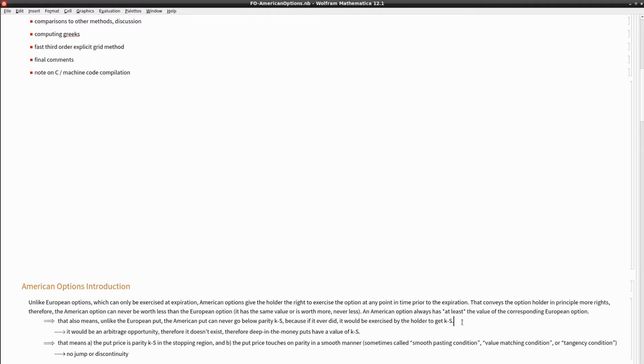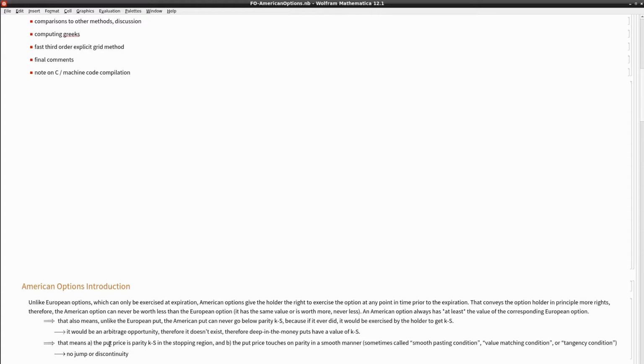Right? You have the right to exercise, it doesn't cost you anything. If the value goes below K minus S and you have the right to collect K minus S through exercise, then why wouldn't you exercise? Right? So this would be an arbitrage opportunity and therefore it doesn't exist, and therefore deep in the money puts have a value of K minus S in the American case, not in the European case.